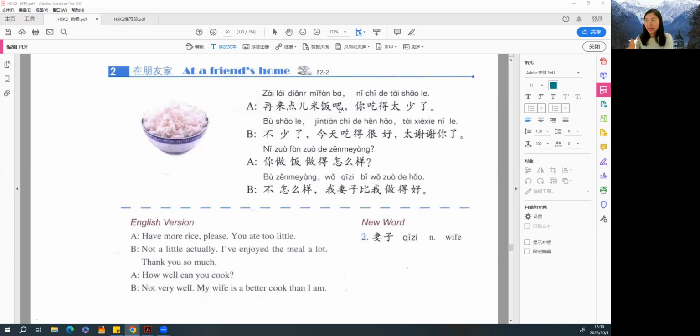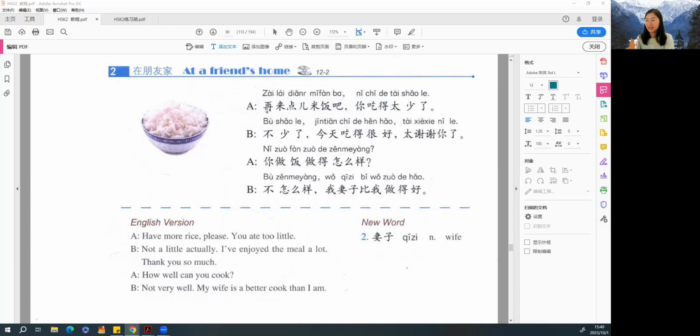再来点米饭吧。你吃的太少了。不少了。今天吃的很好。太谢谢你了。你做饭做得怎么样？不怎么样。我妻子比我做得好。That's quite easy to understand, right?